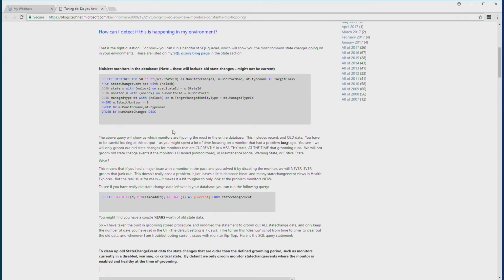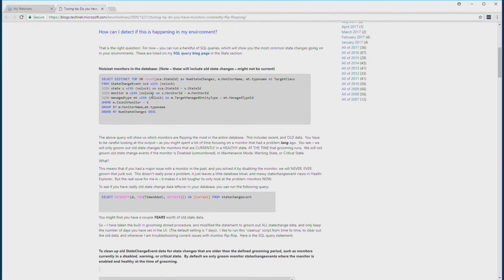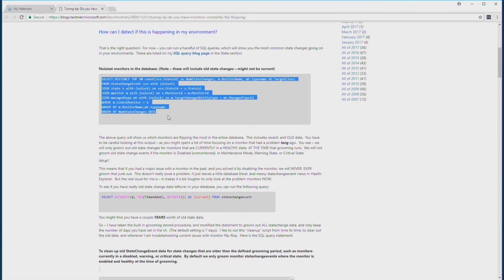Typically, flip-flopping monitors have to do with thresholds not being tuned appropriately. I think actually Kevin lists here as well, it being about agents going up and down, coming on offline and online and so on. So this is the query. You run that against your OpsDB.